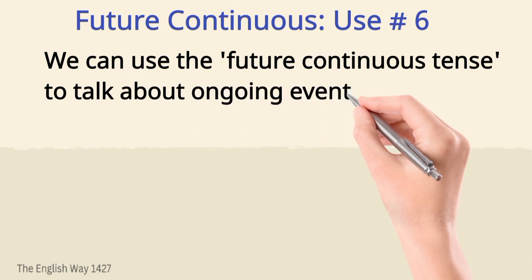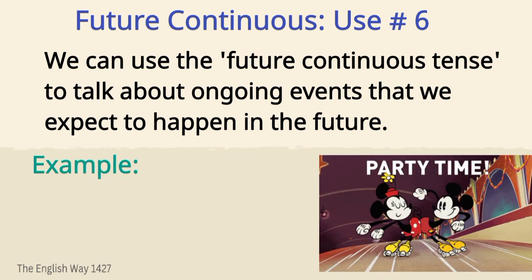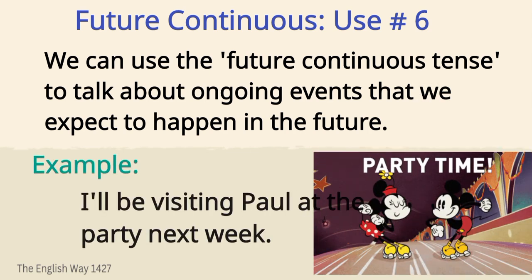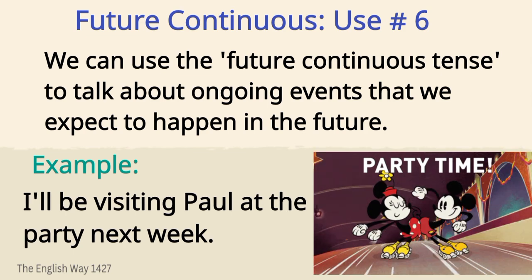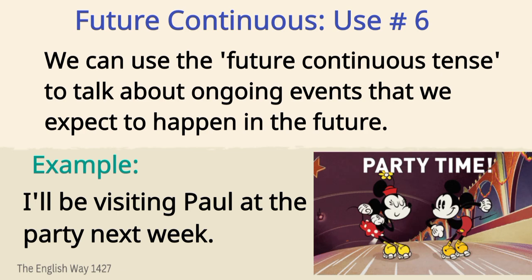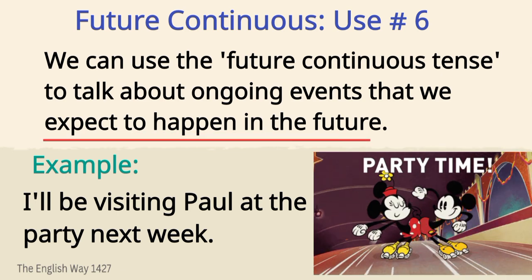Future continuous, use 6. We can use future continuous tense to talk about ongoing events that we expect to happen in the future. Look at the example. I'll be visiting Paul at the party next week.